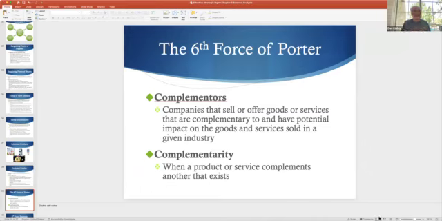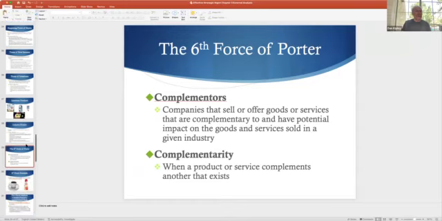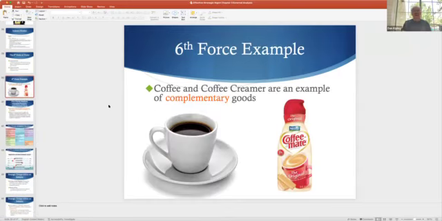All right, let me give you an example of another complementer, okay? Here we go. So we have Coffee Mate and coffee. Obviously, Coffee Mate is the complementer of coffee.